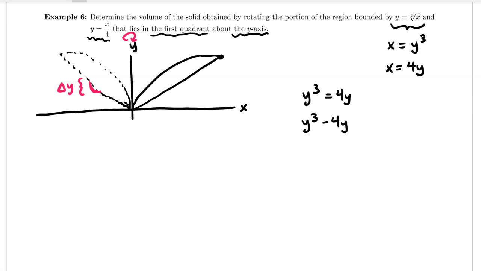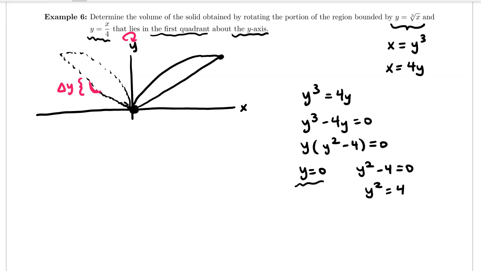I'm going to subtract 4y on both sides and then factor out y. I can now use the zero product principle, and I can set y equal to 0 and y squared minus 4 equals 0. I already kind of see visually that they intersect at the origin. And then here, I can add 4 to both sides, and if I take the square root of both sides, I get y equals plus or minus 2. So it turns out that they also intersect in quadrant 3, but we're only concerned with quadrant 1, so I don't really care about the negative value.